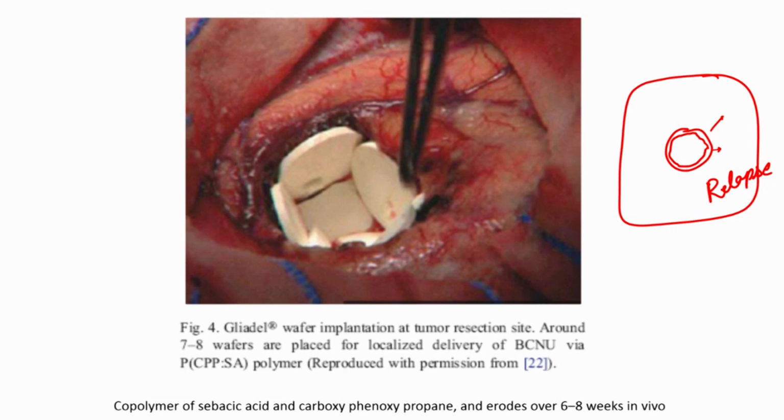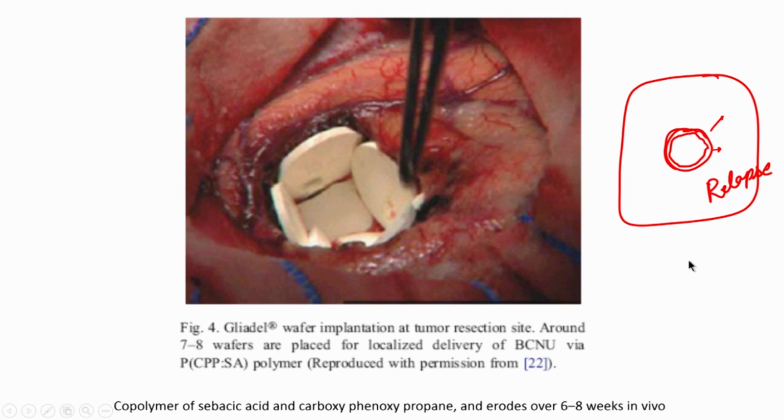So, what they did is they made these disc shaped implants which were encapsulating anti-cancer drugs, and these were erodible implants, and they would release the anti-cancer drug over a period of time. So, about 7 to 8 wafers were placed wherever they wanted to, and essentially over a period of time, if there are any tumor cells remaining in the surrounding, this anti-cancer drug will release out and kill those tumor cells, preventing the relapse of the patient.